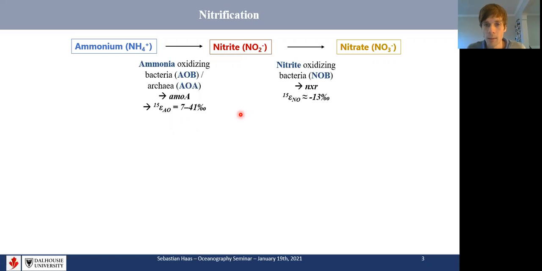The second part of nitrification is the oxidation of nitrite to nitrate, catalyzed by nitrate oxidizing bacteria, NOB. The marker gene often used to study that is NXR for nitrite oxidoreductase, and it has this unusual inverse isotopic enrichment effect of about -13 per mil.